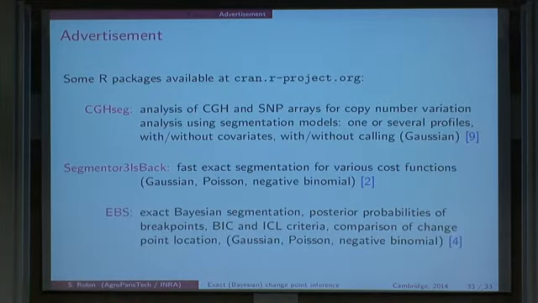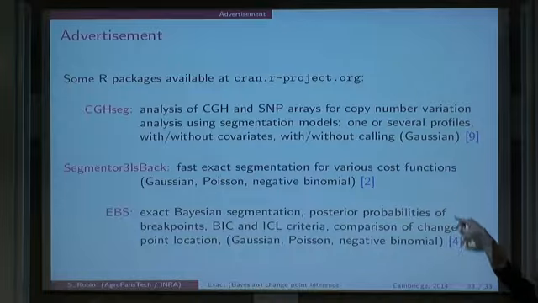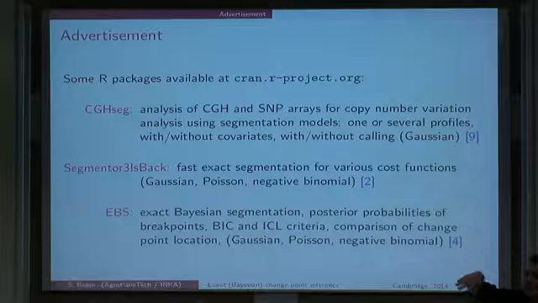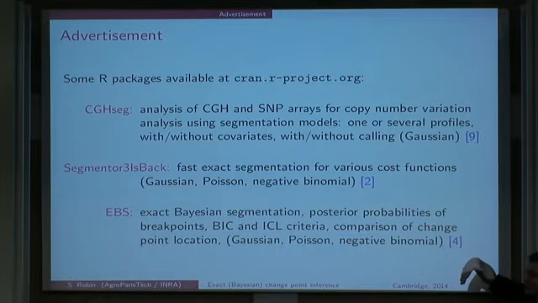I have just a bit of advertisement for several packages we've developed. The first one was dedicated, let's say, to microarray data, but basically it means for Gaussian signal. It's fairly complete. It's fast segmentation, but you can use covariates, you can do calling, you can do a bunch of things. It's probably the most complete package we have at this time. And people start to use it for other purposes, like environmental data. We had a discussion last week about that.